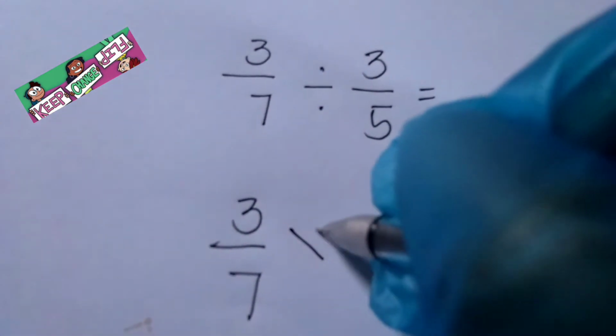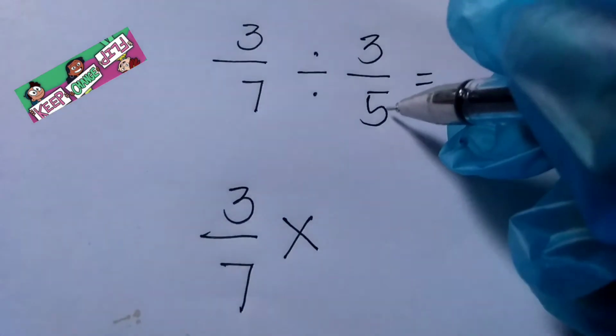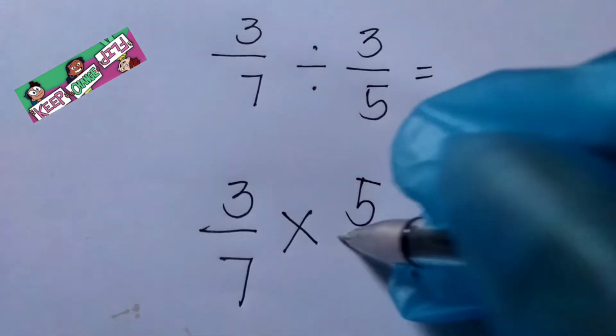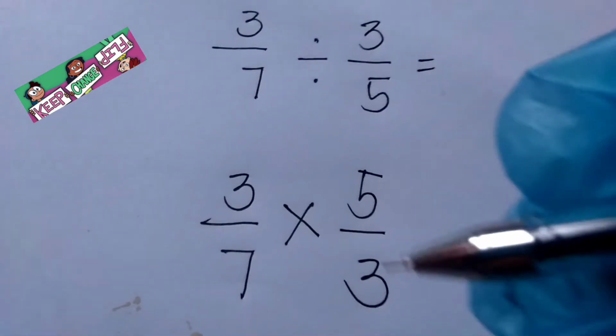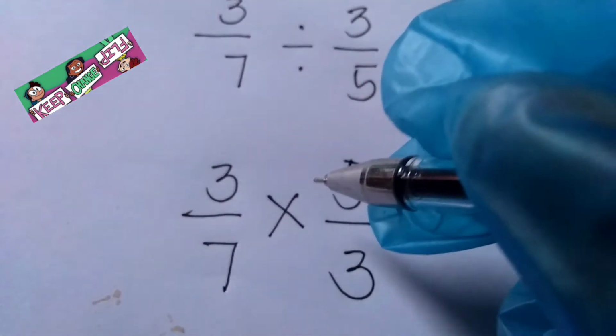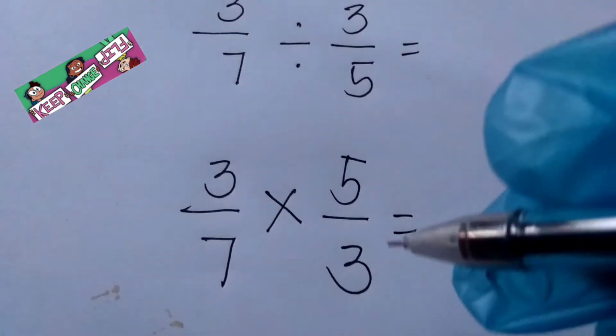First, you are going to keep 3/7. Then, you are going to change the division operation into multiplication. Then, after that, you are going to reverse or get the reciprocal of 3/5. It becomes 5 over 3. Then, proceed to the multiplication process.